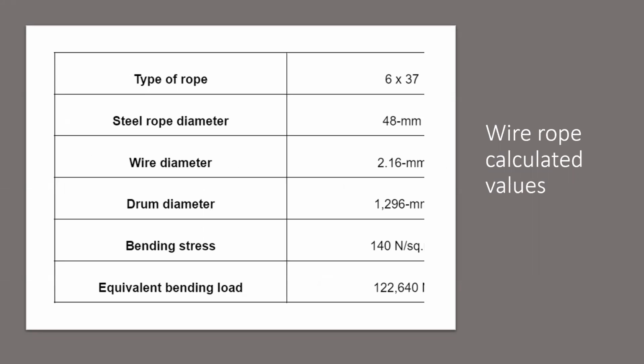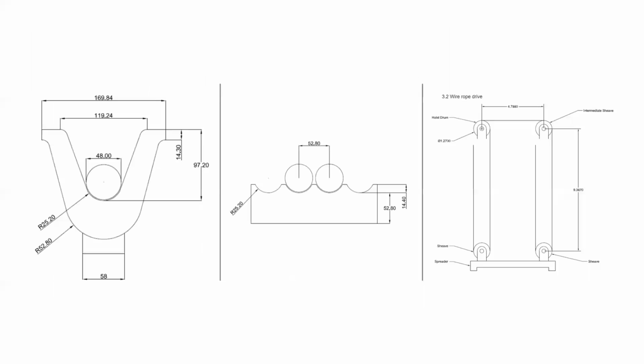We will use a 6 by 37 type of rope as it's usually used for crane and lifting purposes. For the computation, we have a steel rope diameter of 48 millimeters, a wire diameter of 2.16 millimeters, and a drum diameter of 1,296 millimeters. We have a bending stress of 140 Newton per square meter, and an equivalent bending load of 122,640 newtons. Next slide, please.